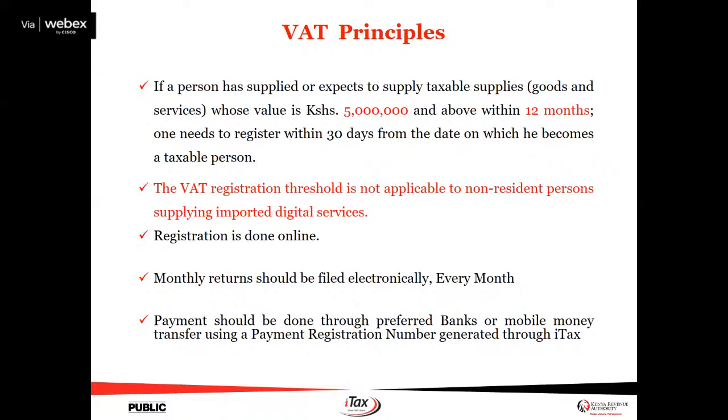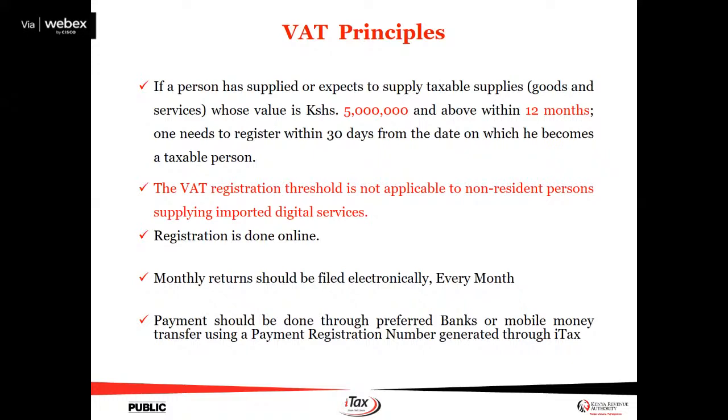The other principle around VAT is that you are expected to file your monthly returns. And again, we are happy to say the monthly returns can be filed electronically. So by the 20th of every month, we'll expect you to give an account of what you've traded, how you've traded, and if there are any payments to be made, you need to make them online.